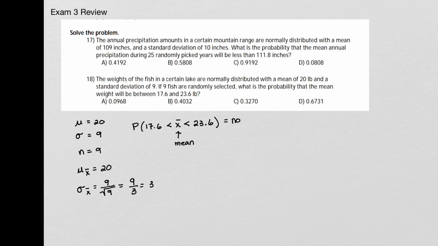So again, I'll use my normal CDF function. Lower limit is 17.6. Upper limit is 23.6. The mean is 20. The standard deviation is 3. And when we calculate, we get 0.6731. And that's how you do that problem.